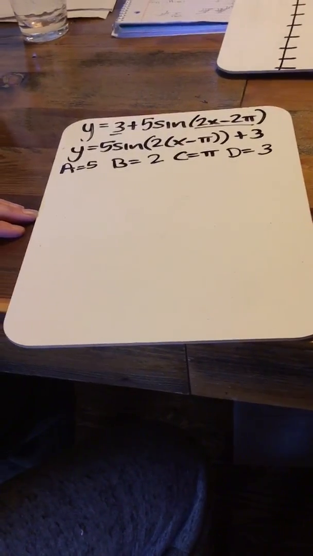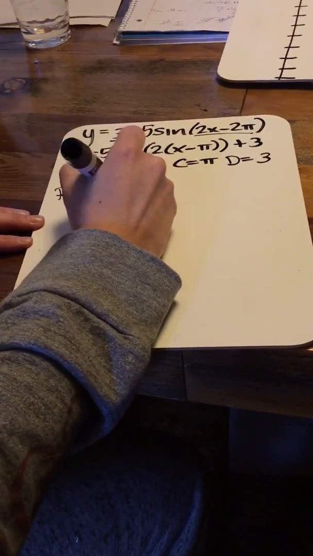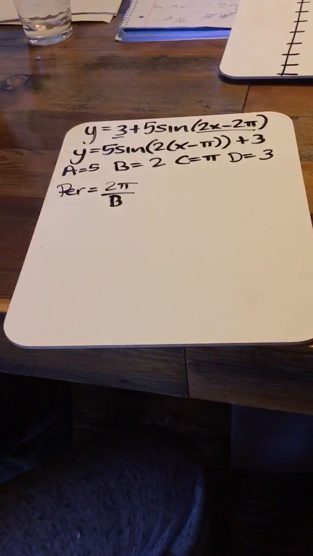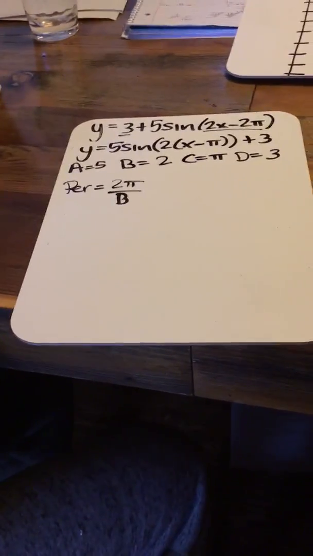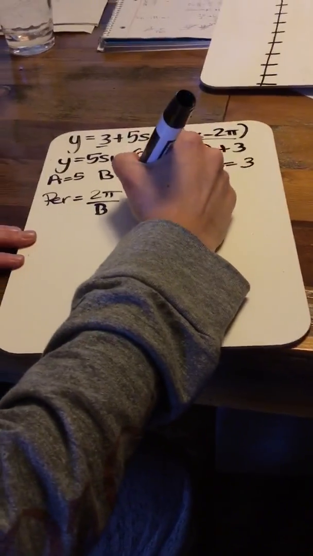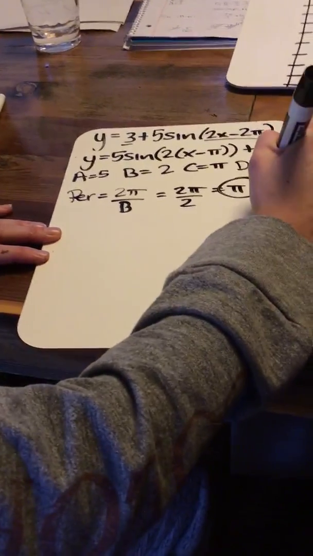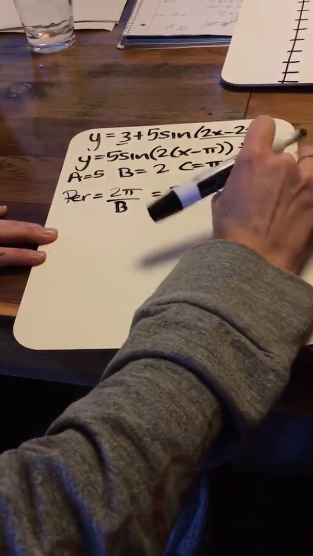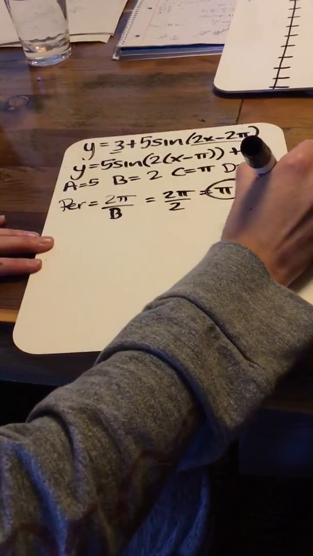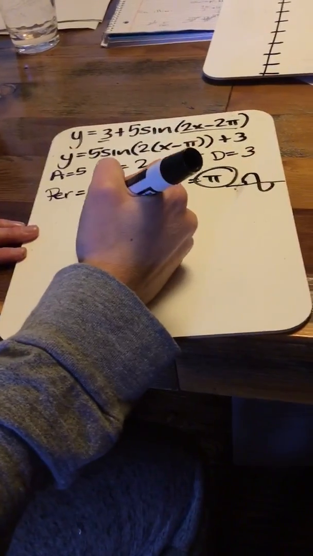Next, I need to go ahead and find my period. So remember that our period is equal to 2 pi over b. I'm using 2 pi instead of 360 because this one is in radians. I noticed that there were pi's involved here, okay? So that's going to be 2 pi over 2, which equals pi. So I need to get one whole sine curve in pi, okay?